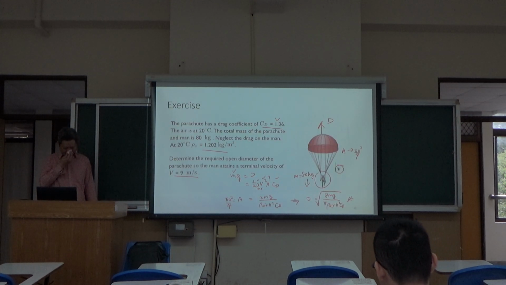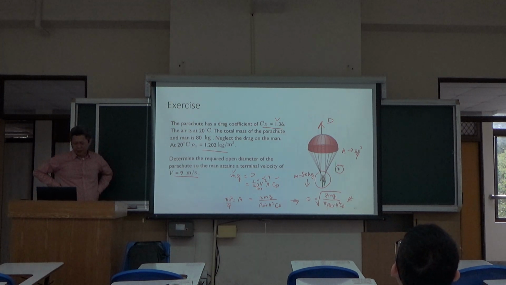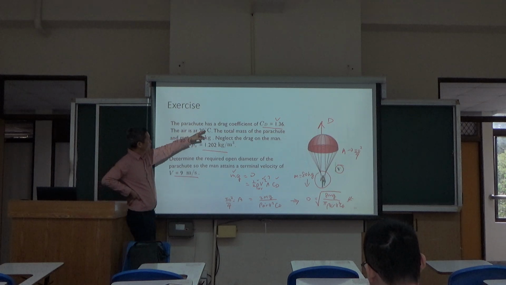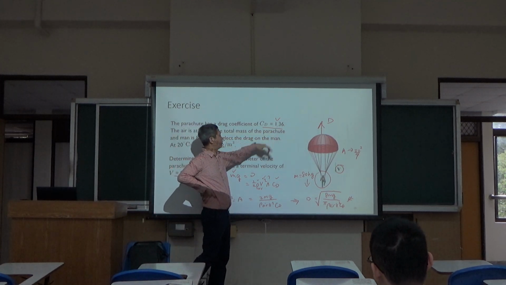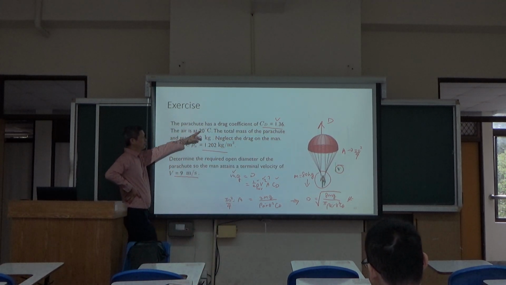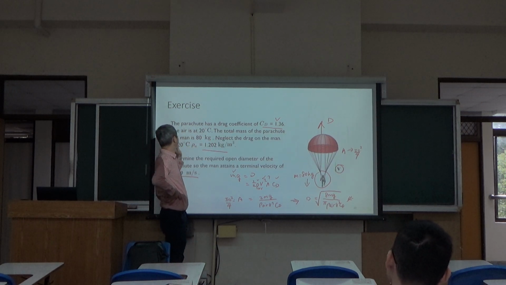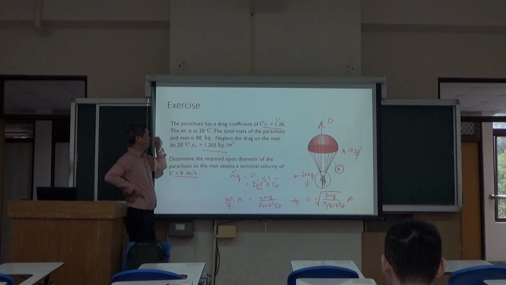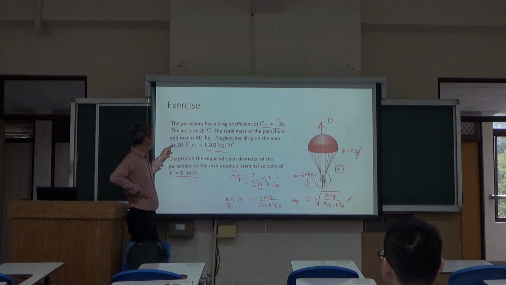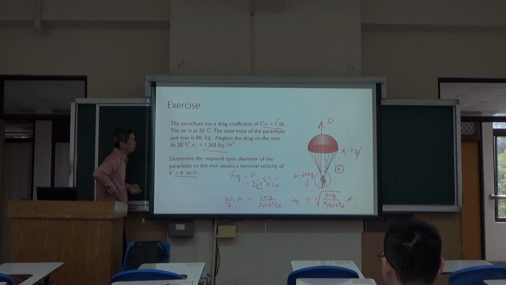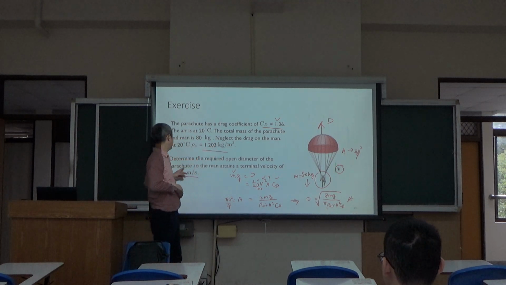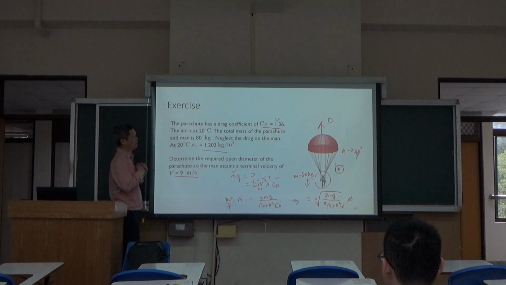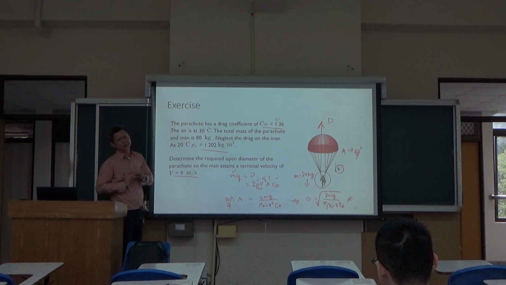So here's an example. How do you do the calculation? In this case, you have a parachute with a drag coefficient of 1.36. The air is at 20 degrees Celsius, and the total mass of the parachute and the man is 80 kg. The drag force acts on the man alone, and at 20 degrees Celsius, the air density is 1.2 kg per meter cubed. Determine the required open diameter of the parachute so that the man can attain a terminal speed of 9 meters per second.